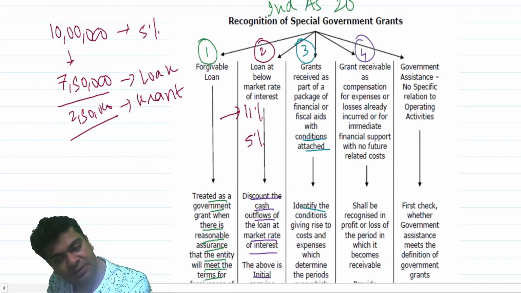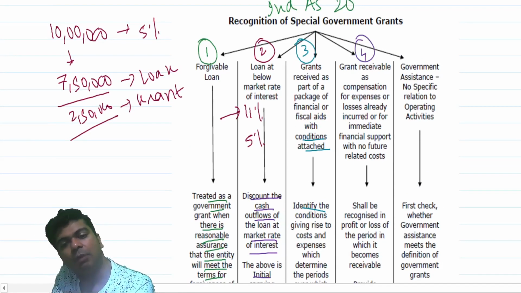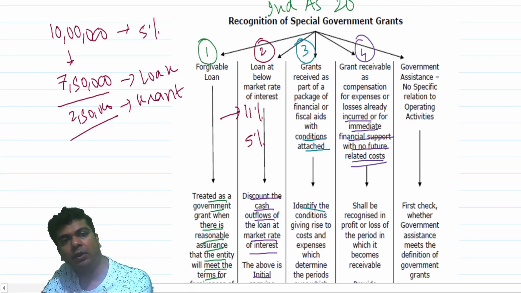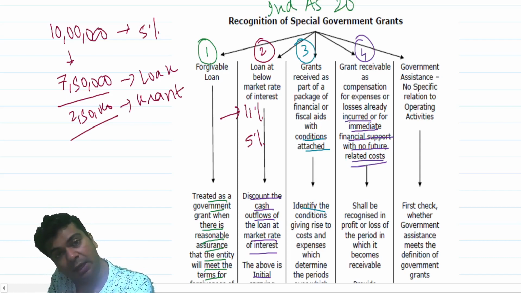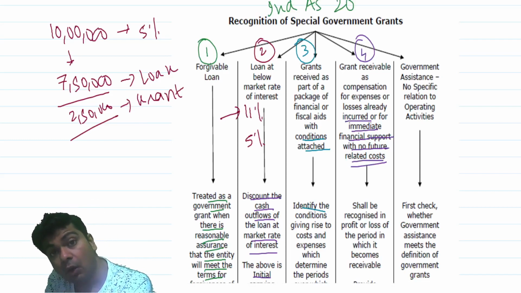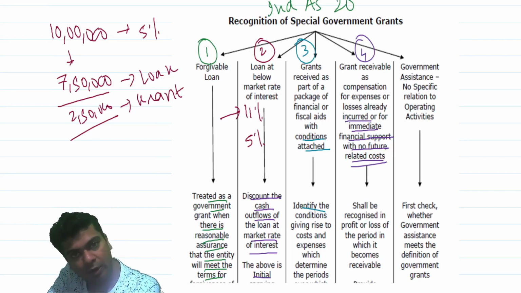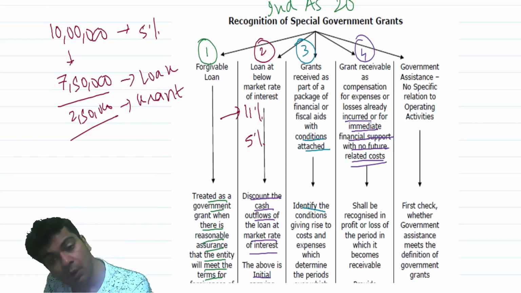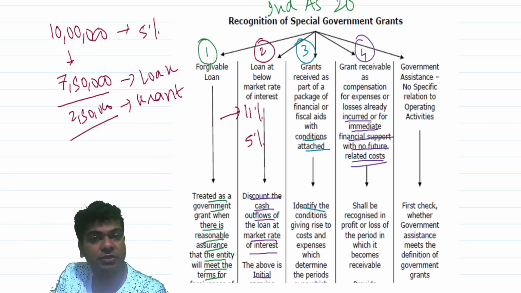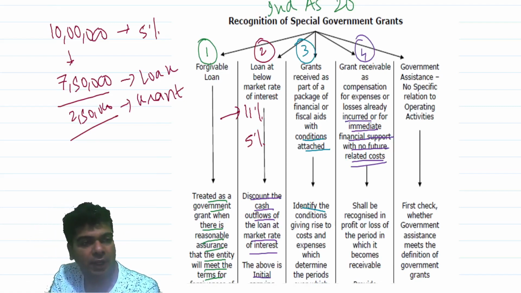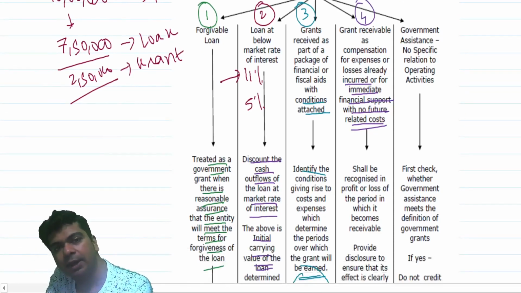Yeah, the fourth one, they say grant receivable as compensation for expenses or losses already incurred or for immediate financial support with no future related costs. You have already incurred the expense in the past and now you will get the government grant. Or you have suffered some losses and the government is now giving you a loan so that a part of that loss is getting recovered. Or the government is giving you financial support, but read it, with no future related costs. Okay. Looks like an unconditional grant.